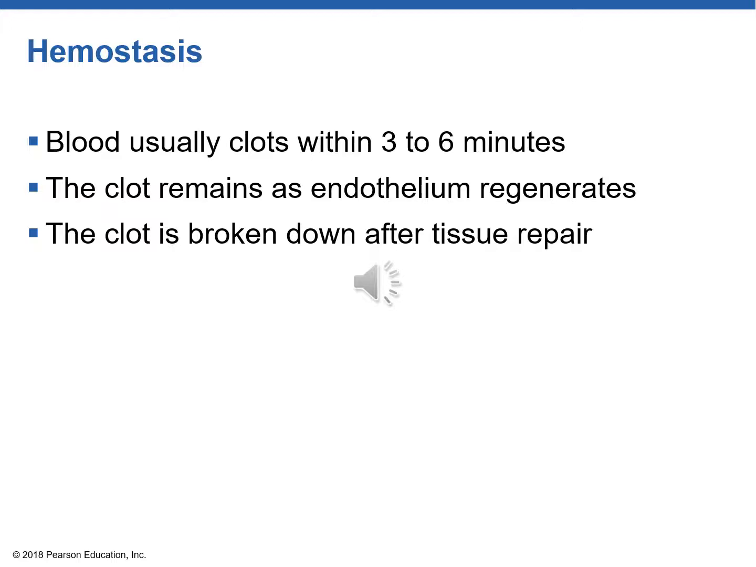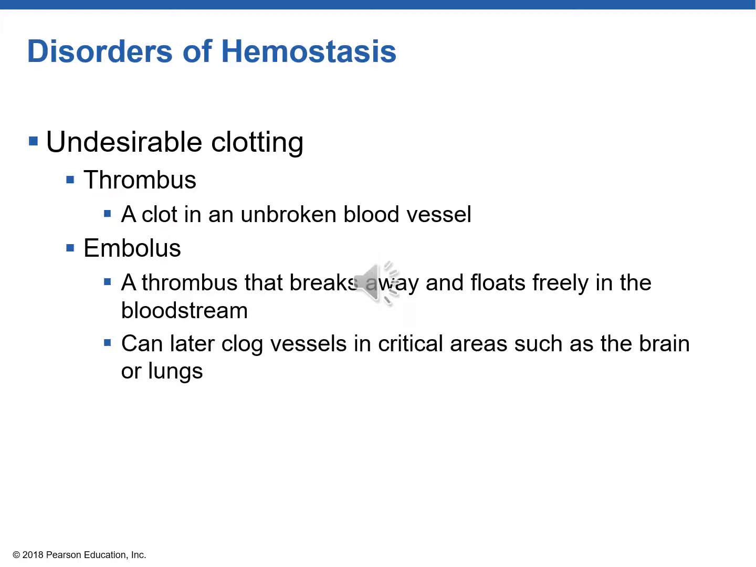The blood clot remains while the endothelium of the vessel tries to repair itself, and after that time then the blood clot is broken back down again. A couple of terms here, thrombus and embolus. A thrombus is when a clot forms in a vessel that actually isn't ruptured. An example of a thrombus is in the coronary arteries. These are the arteries that supply the heart muscle, the myocardium.